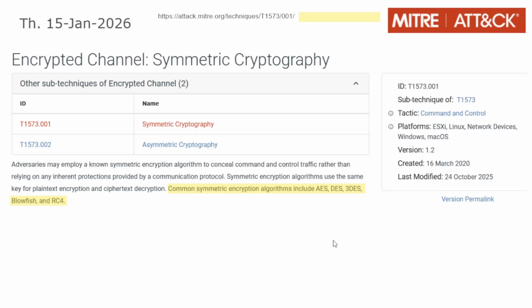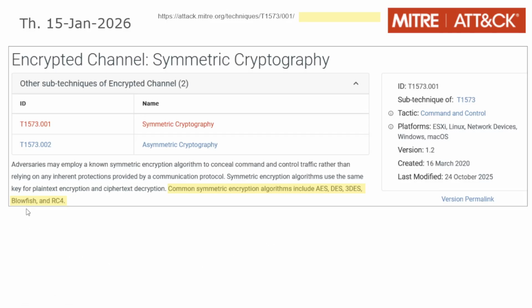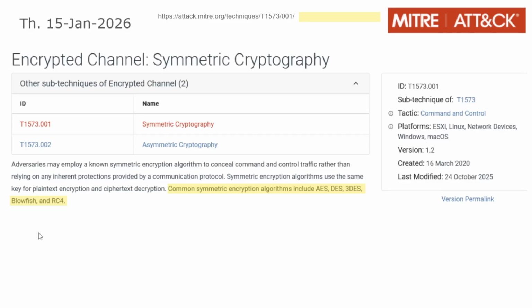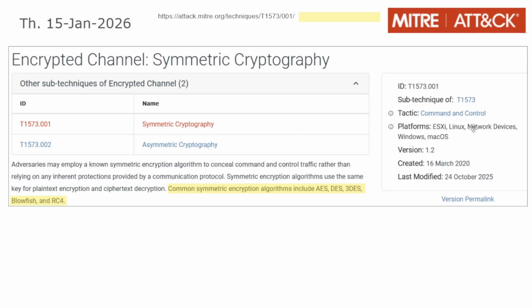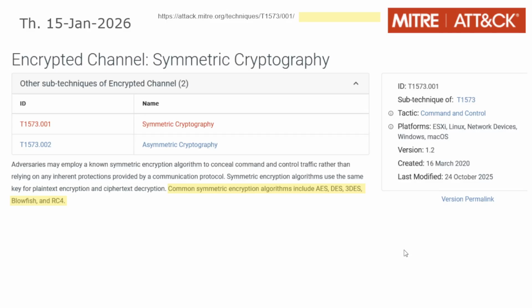It's AES today. And then you have these funny names, Blowfish. When I was a student, we took a look at that as well. Then RC4. Those are the typical, common ones that you have to look out for. Platforms we have again ESXi, Linux, Windows, macOS, and also network devices. And these will be used for sending out encrypted communication.